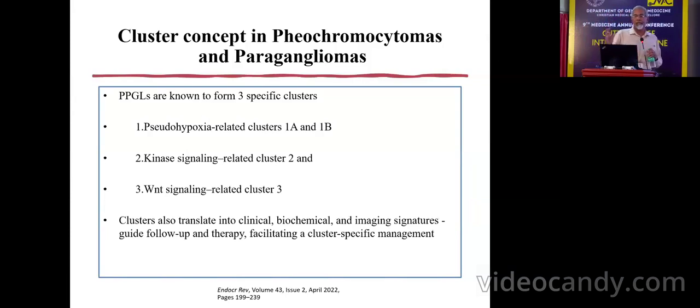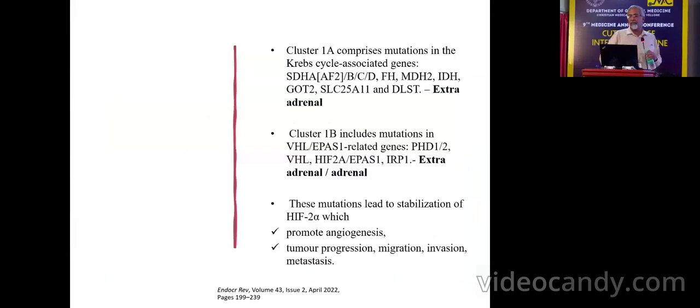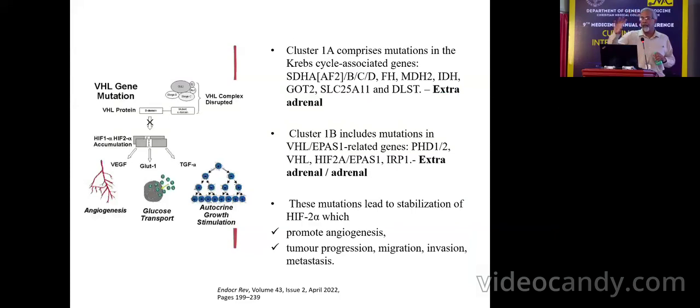So here we basically have the first type, the pseudohypoxia type of clusters, 1A and 1B, which largely is this condition which I've talked about, the von Hippel-Lindau syndrome as well. If you look at the mechanism of how this actually happens in these patients, you have an increased tendency for angiogenesis. You have an increased tendency for growth because of, as you can see, the glucose transport over here as well. And therefore, you get tumor formation, which may be in multiple organs in these patients.